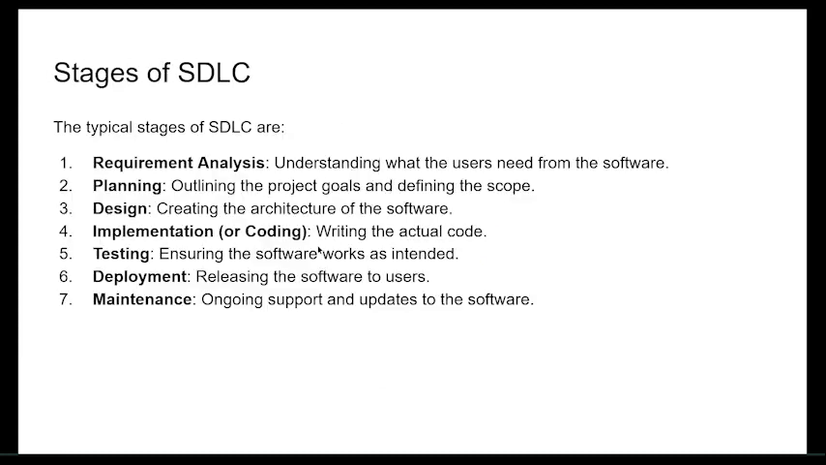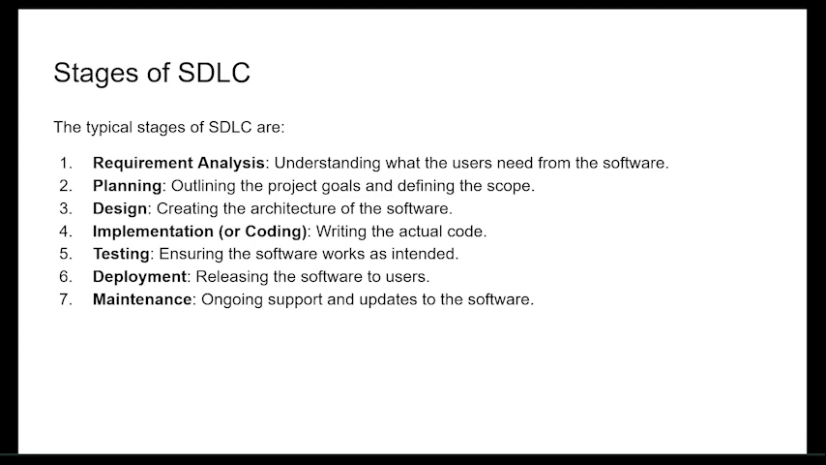Moving on, here are the typical stages of SDLC. Number one, we have requirement analysis. This is understanding what the users need from the software. This involves gathering detailed requirements through discussions, surveys, and analysis. Secondly, we have planning, outlining the project goals and defining the scope. This is more on creating a project plan. This includes resource allocation, cost estimation, and scheduling.